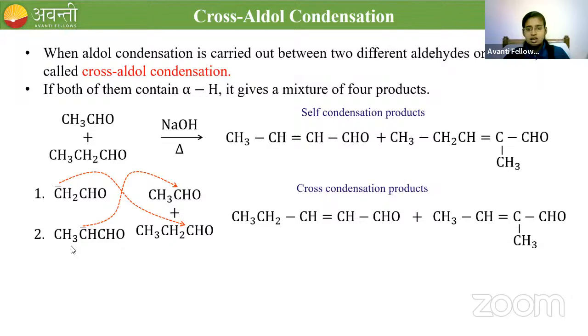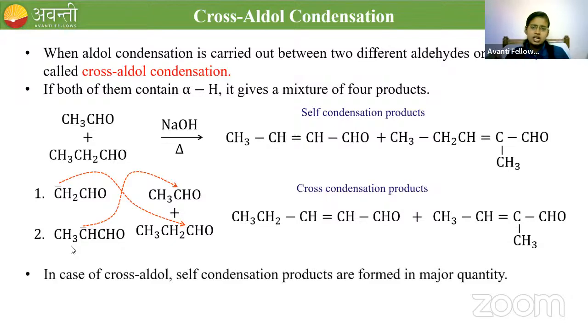So we are getting 4 products like this. In case of this cross aldol condensation, self-condensation products are formed in the major quantity. This is the important point that you have to note down: self-condensation products are formed in major quantity compared to cross-condensation products. Is it clear to all of you? Any doubt?